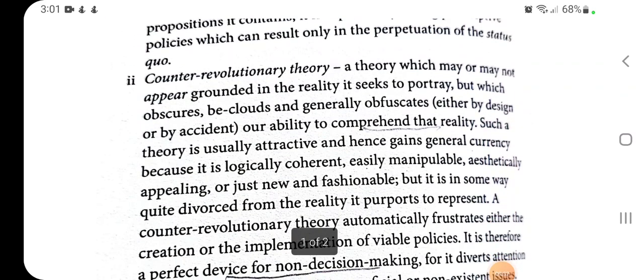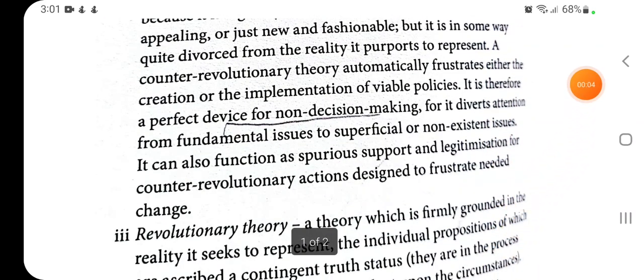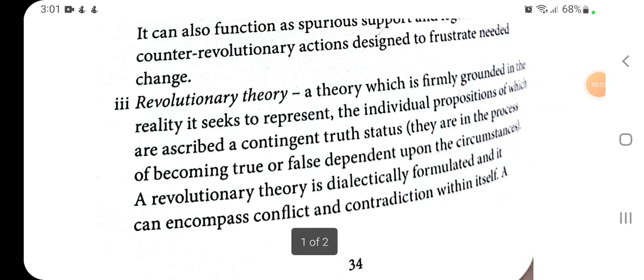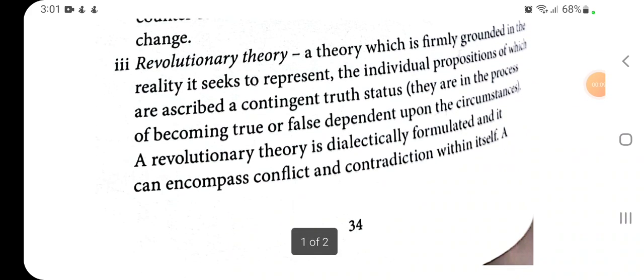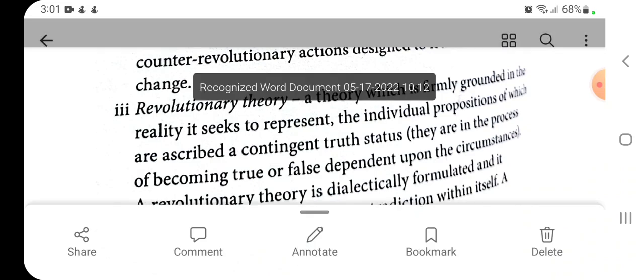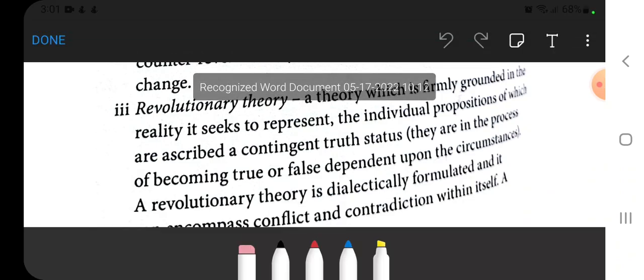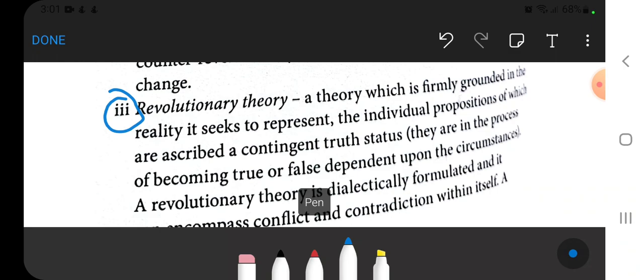So we have been looking at David Harvey's types of theory, and finally we reached the third type of theory. This is the theory which he calls revolutionary theory. And this is going to be his own theory, the type of theory he supports.